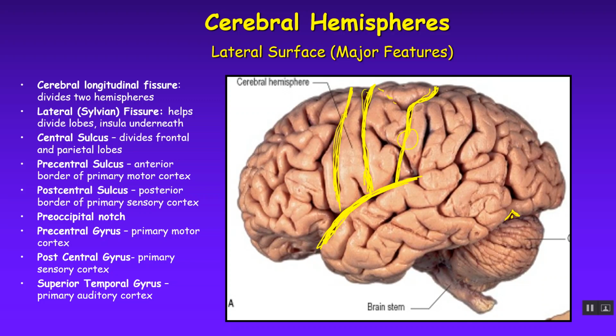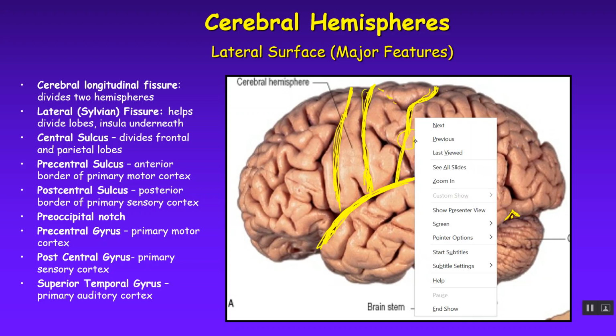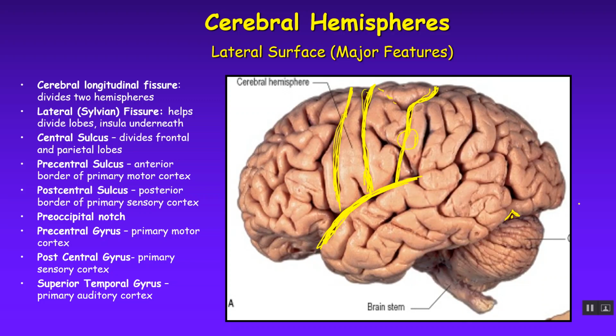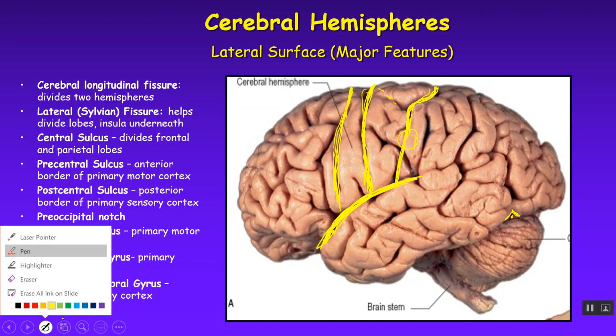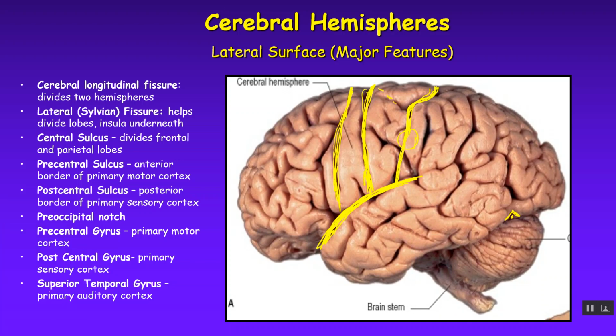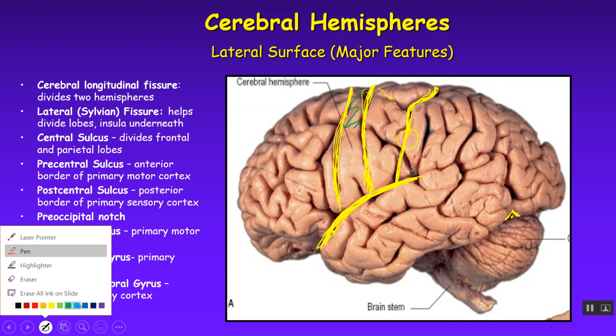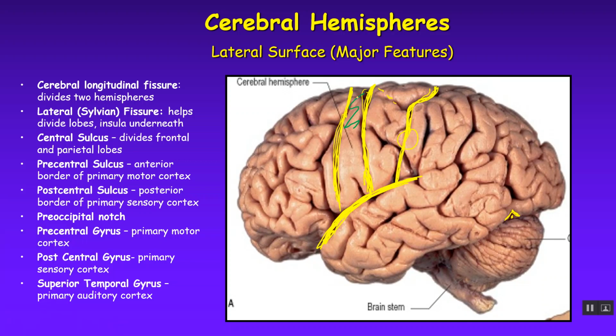Now let's talk about the gyri that are important here. The first one, let me change the color just a little bit to something different. Let's go with green, is the precentral gyrus. I can't see green. That doesn't show up very well. Orange? Maybe a little bit. So between the precentral sulcus and the central sulcus, that defines the borders of your precentral gyrus.